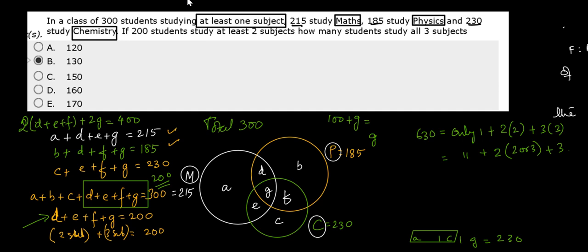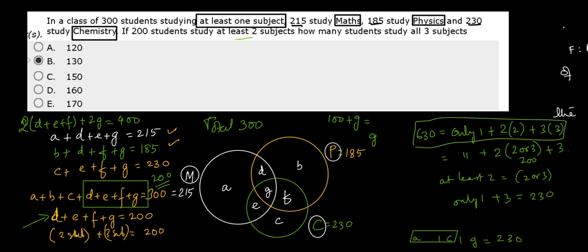So this is only 1 plus 2 times 2 or 3 plus 3, right? And at least 2 means 2 or 3, which we saw. So I can put 200 here directly. So only 1 plus 3 is 630 minus 400, which is 230, right? This is one equation that you should use, and the other equation is the total. These are the two equations which will give you this directly.